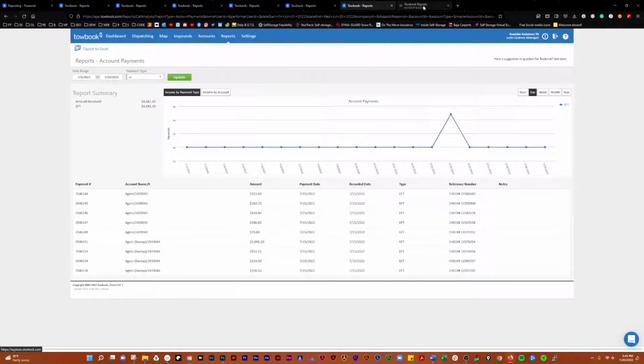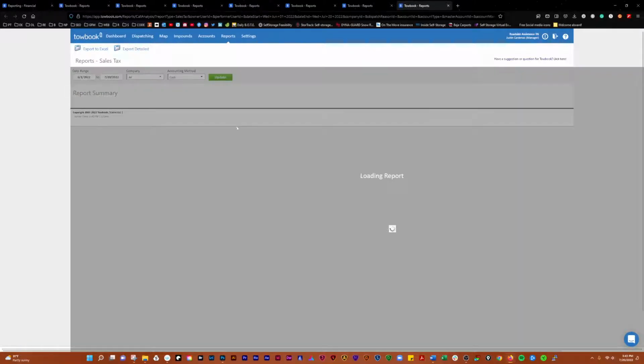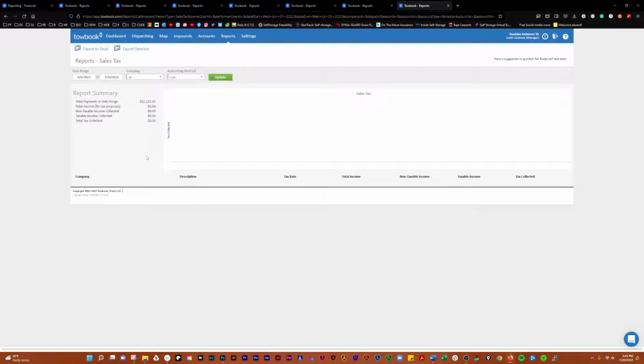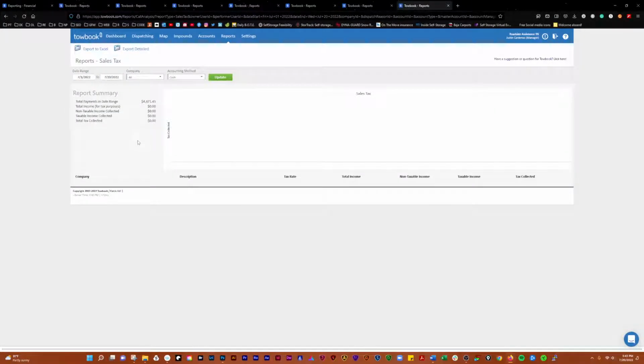Then you can also go into sales tax reports. I don't do sales tax, but if you did, total payments in the date range. I went a little bit far there. There we go. So total payments in that date range. And then you can see if you enter sales tax, which we'll get to when we get into the settings and stuff, you'll be able to see that as well.